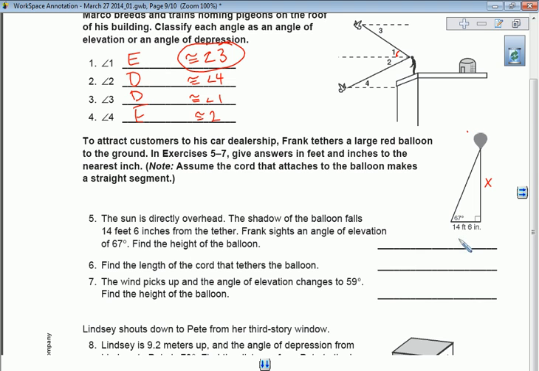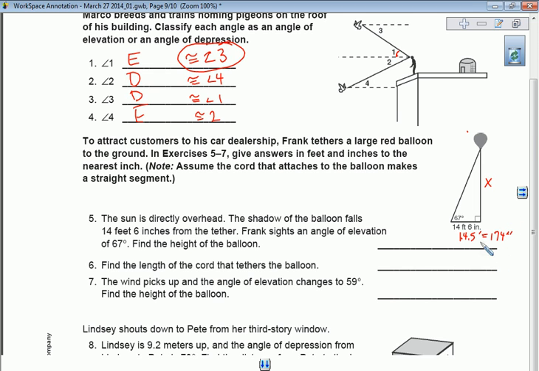What would you change 14 feet 6 inches to? I would change it to 14.5, or you could change it to inches. Did you already change it to inches? 174. Okay, so I'd say it's 14.5 feet or 174 inches. You can go either way.